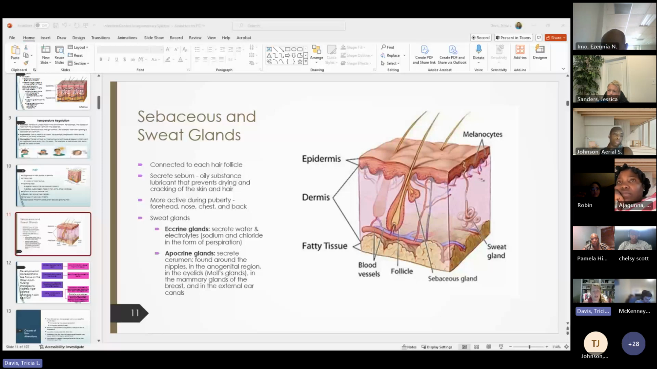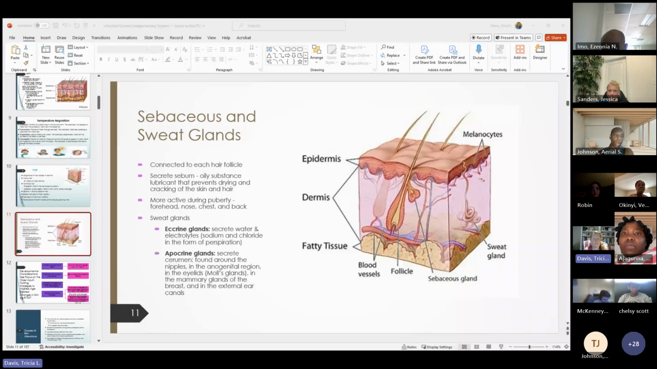When we think about our sweat glands, we have what's called an eccrine gland and an apocrine gland. Our eccrine glands secrete water and electrolytes, so that's when we think about sweating. And then the apocrine gland secretes sebum, which is found in the nipples. It's also found in the anogenital region, in the eyelids, in the mammary glands of the breast, and then in the external area of the ear canals.